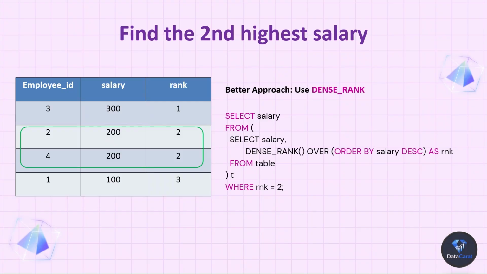And this is where window functions come in, specifically DENSE_RANK. Instead of comparing values manually, we assign ranks to salaries, and then we simply pick the one with rank equal to 2.